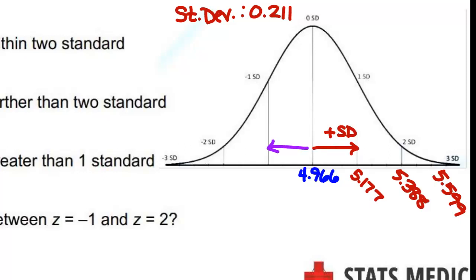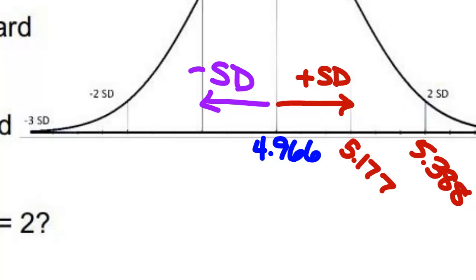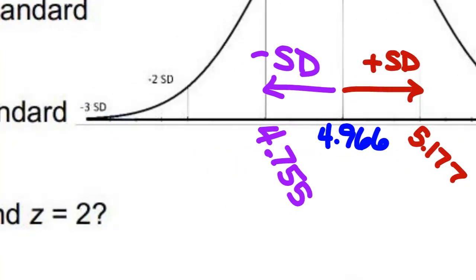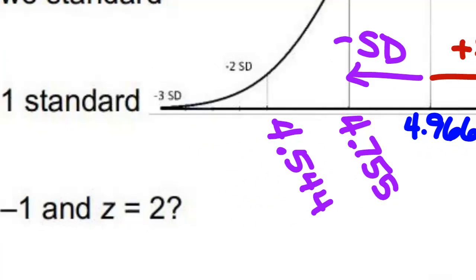When we go this direction, instead of adding my standard deviation, what do you think we're going to do? We're going to subtract it, so minus the standard deviation. 4.966 minus 0.211 would be 4.755. If I subtract 0.211 again, I would have 4.544. And if I subtract 0.211 again, I get 4.333.